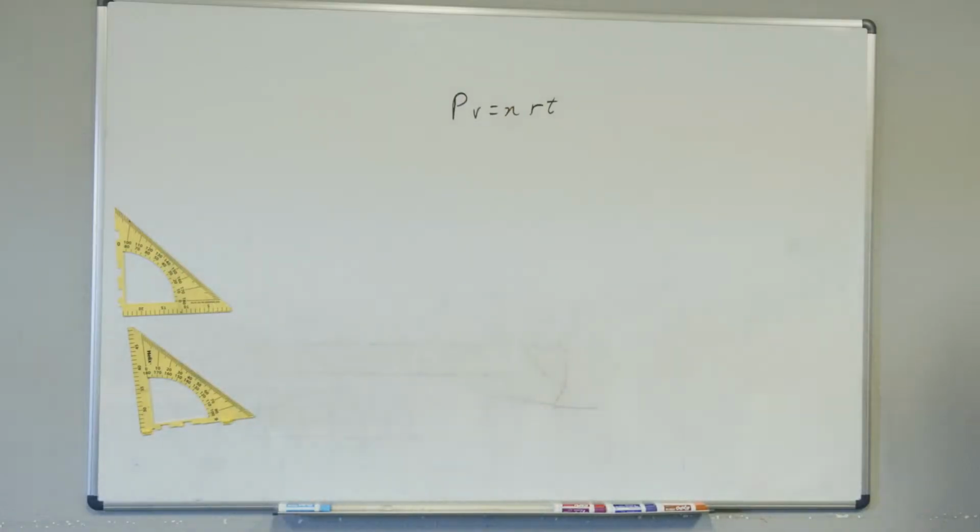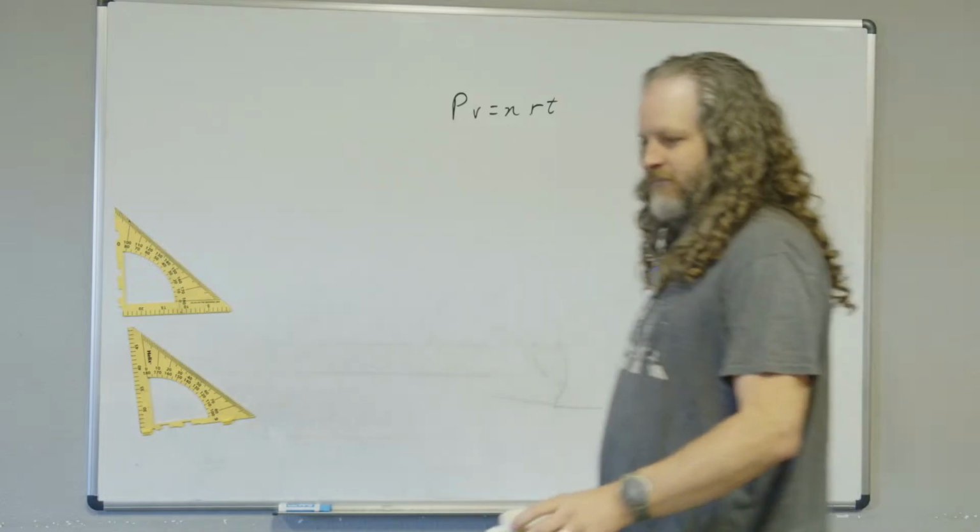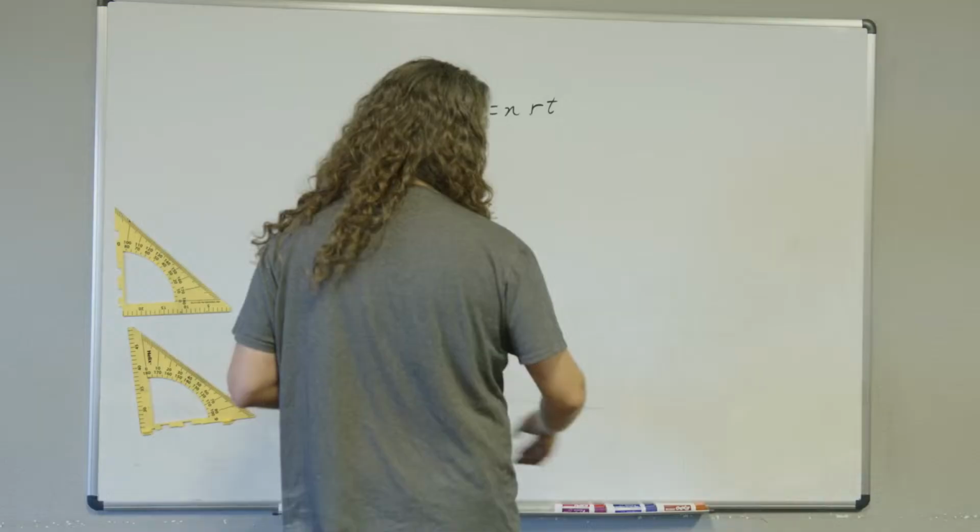So we're going to solve this for n. What's attached to n? RT. The R and the T. How are they attached? Multiplication. How do you get rid of them? You would divide. You would divide them. Sounds great.